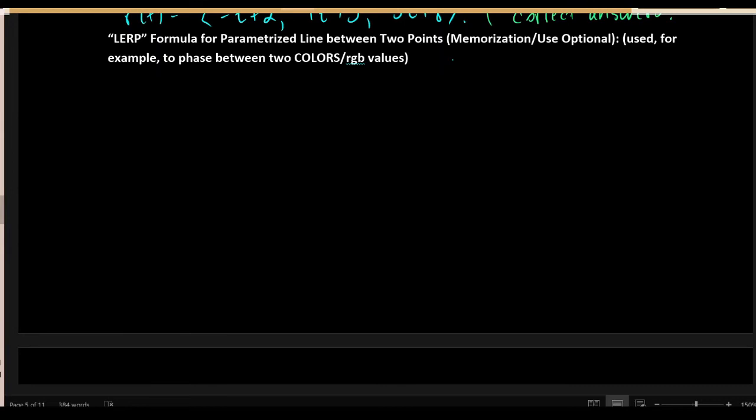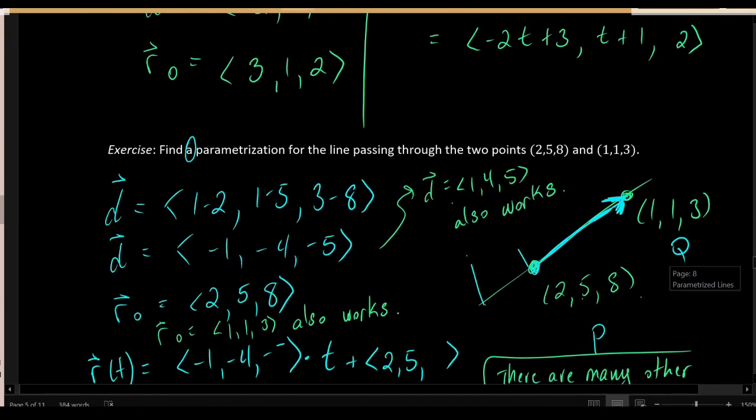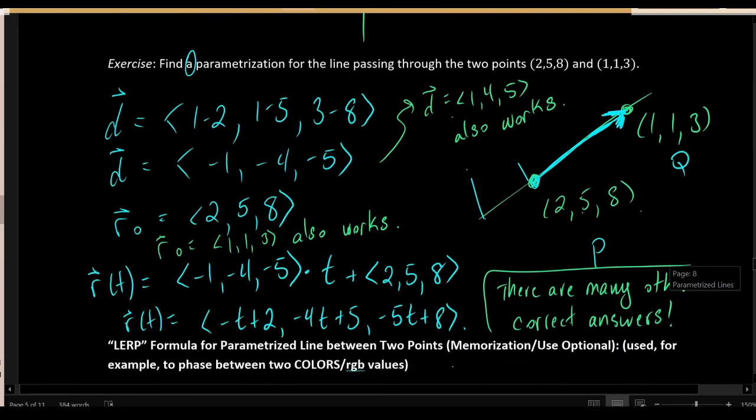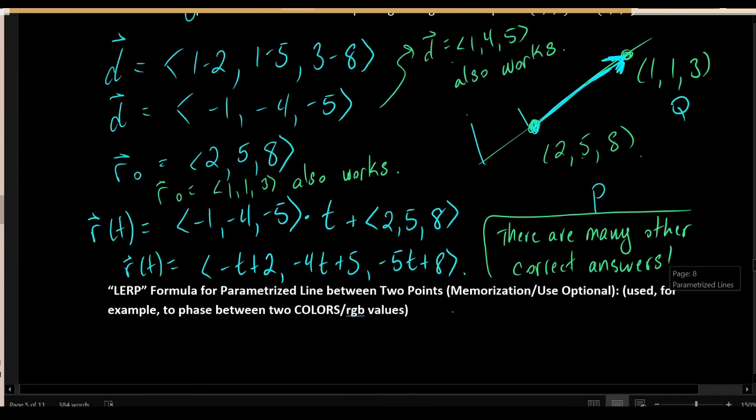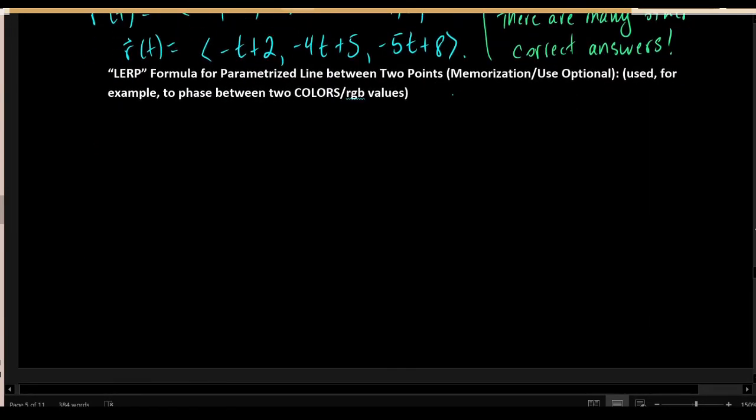Now the formula for a parameterized line between 2 given points can be found using the technique above, where we took the difference between the coordinates of the 2 points to get a direction vector, and then we plugged that direction vector and one of those initial points into the formula for a parameterized line. However, if you want to, this is totally optional, there is an alternative formula for the parameterization of a line that runs between 2 points. And this is sometimes called the LERP formula. LERP stands for linear interpolation.